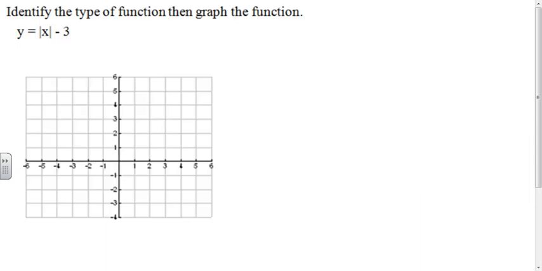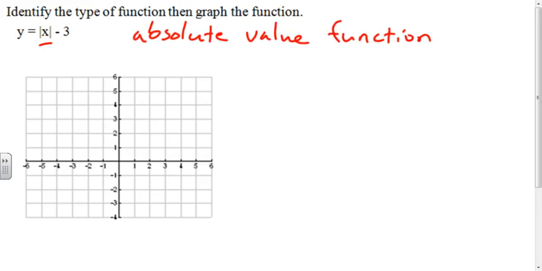Again, identify the type of function and then graph it. Well, in this case, we have an absolute value of x, so it must be an absolute value function. Perfect. And we know that the parent function starts here at the origin and slowly moves out. But we also have to account for this minus 3, which means we're coming down 3 units.